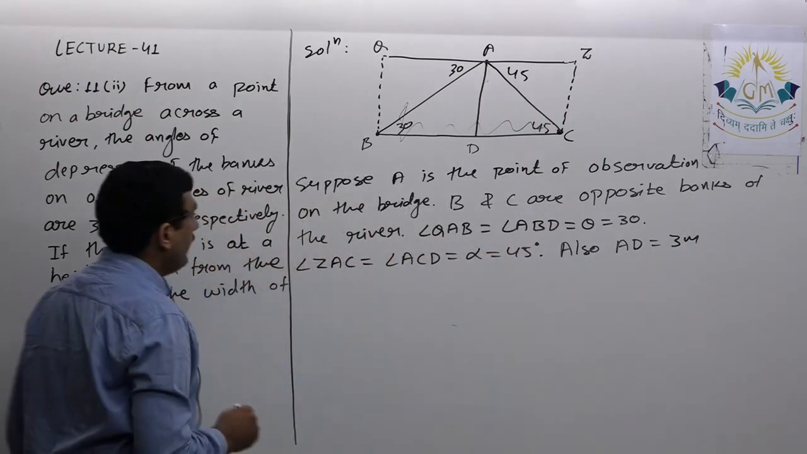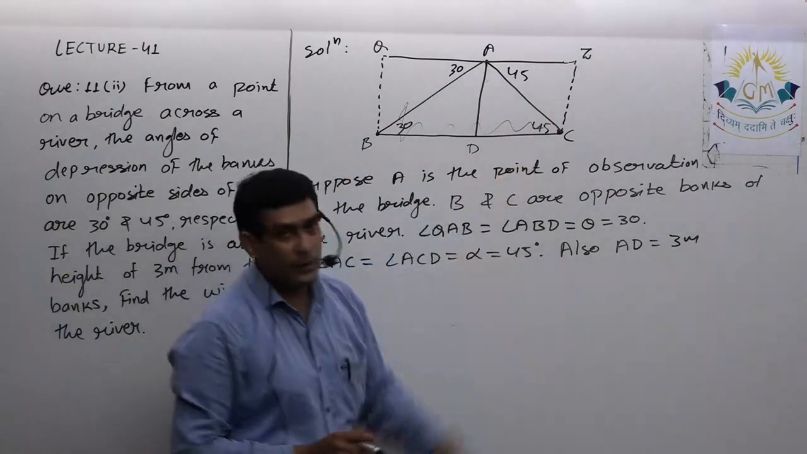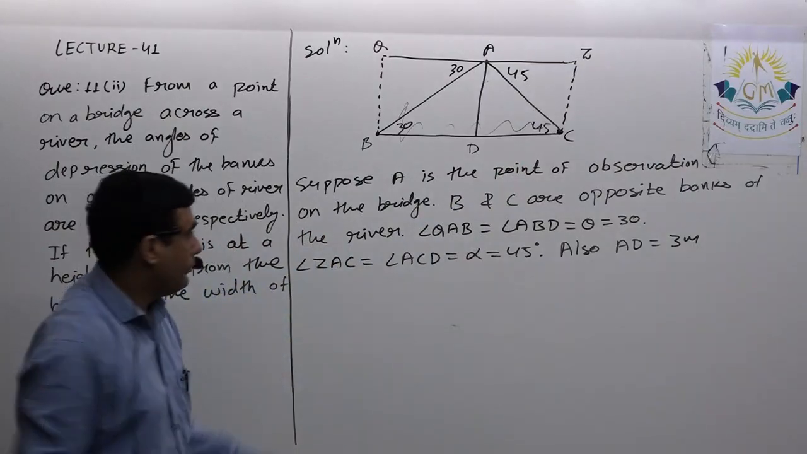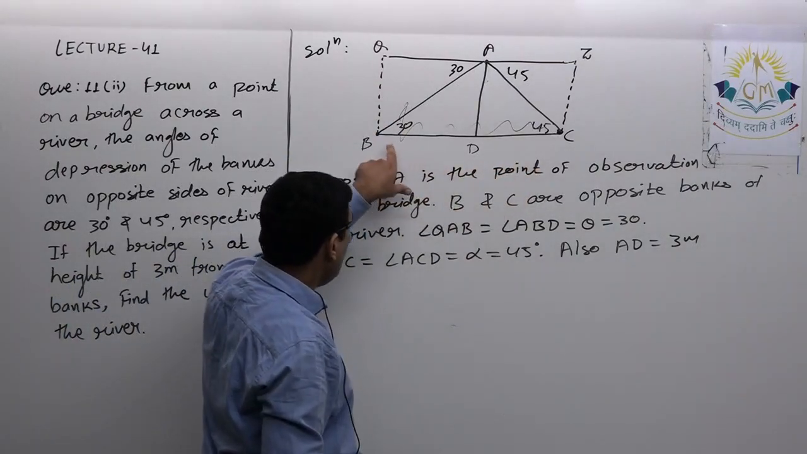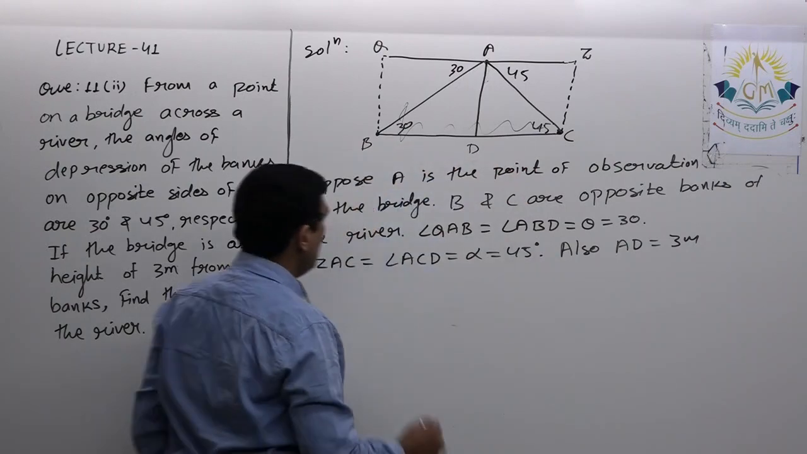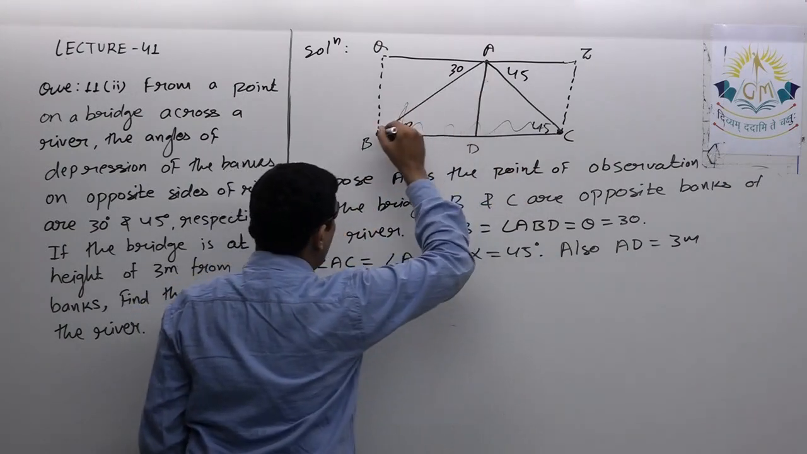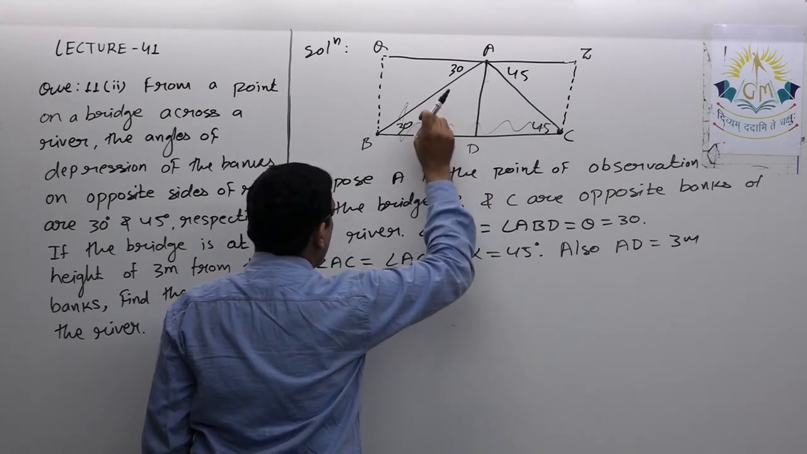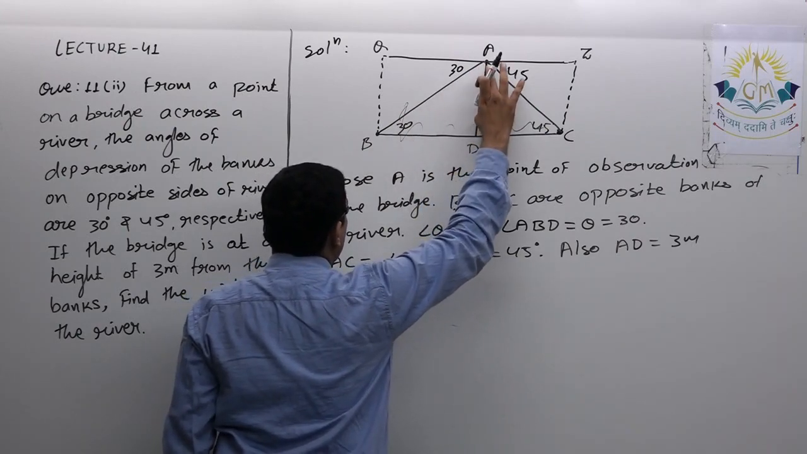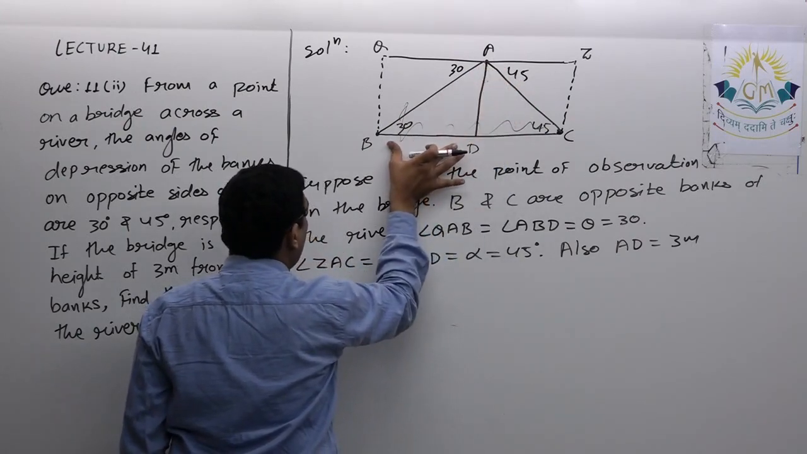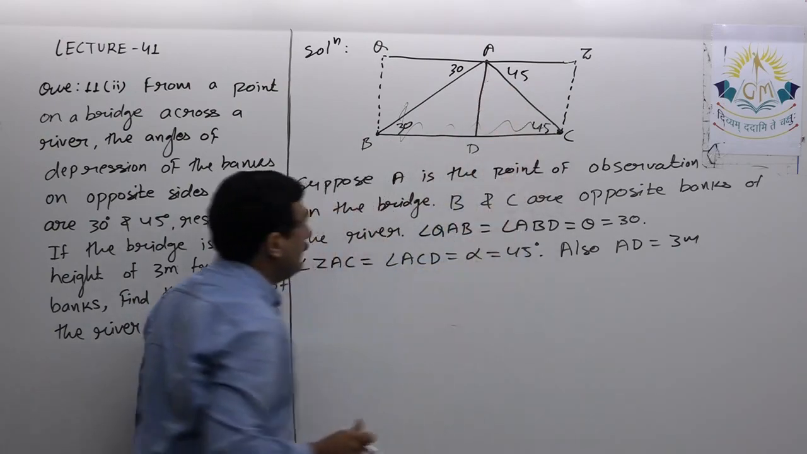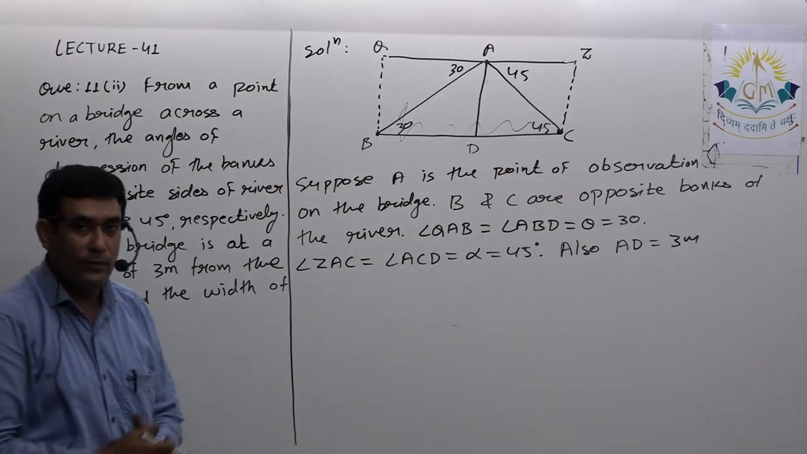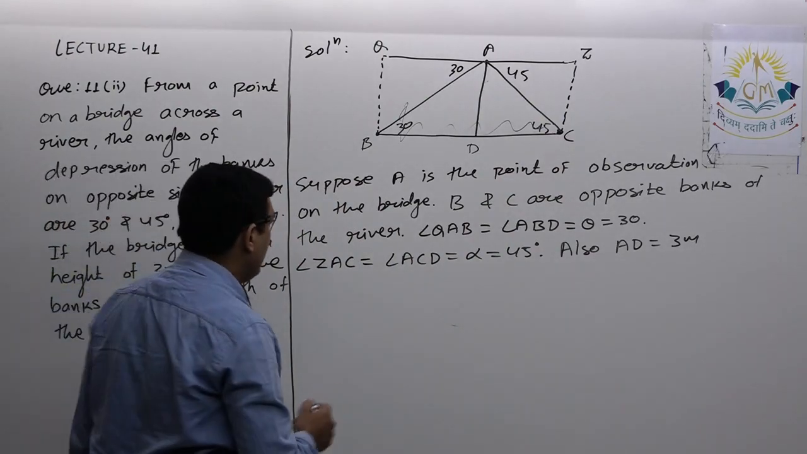Okay, now what we have to find? Width of the river. That means we have to find BC. So it is very clear from the diagram that length BC is equal to BD plus DC. So in triangle ABD, if I apply tan of 30, I can apply perpendicular upon base, and base I will get as BD. Similarly in this triangle I will get DC, and by adding them I will get the width of the river, that is BC.